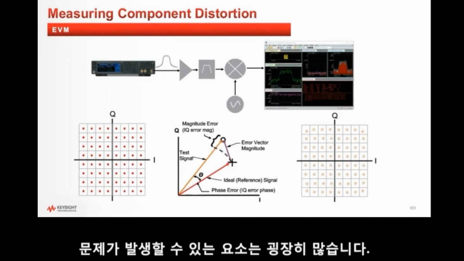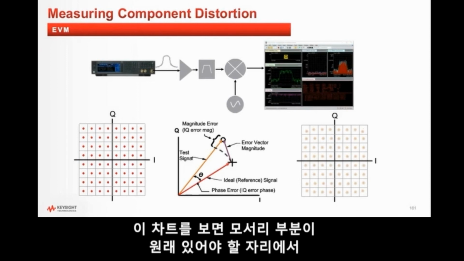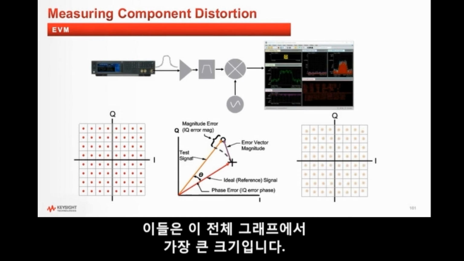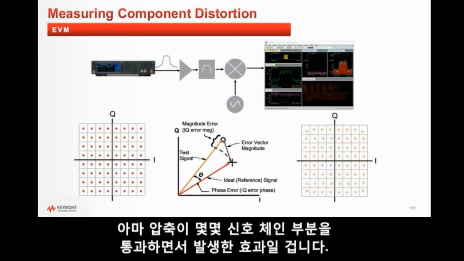There's a lot of things that can go wrong. On this chart, we see that the corners here are moved in just a little bit from where they should be. So these corners, think about your magnitude and phase vector. Those are the largest magnitude on this entire graph. So that's probably an effect of compression going through some part of your signal chain.